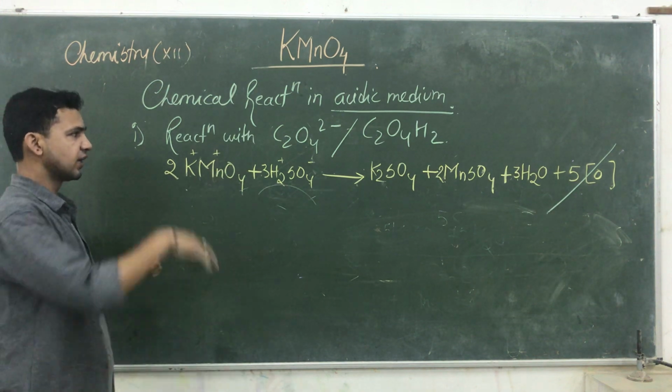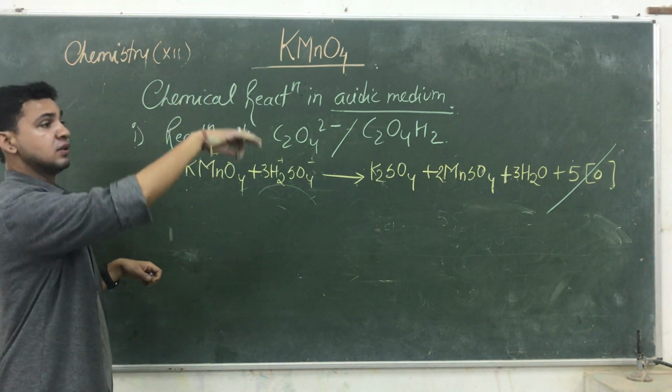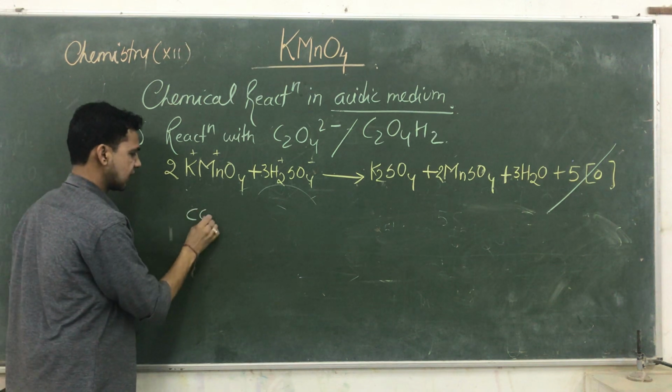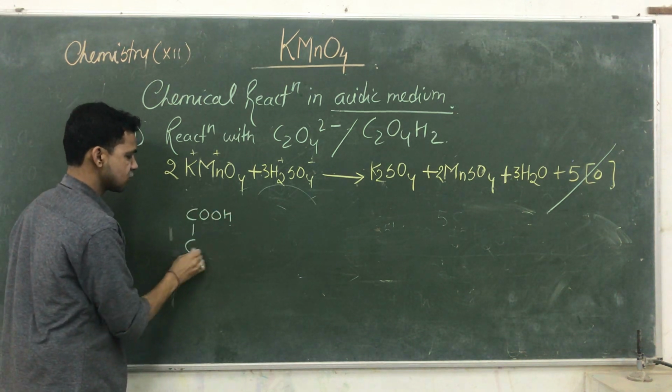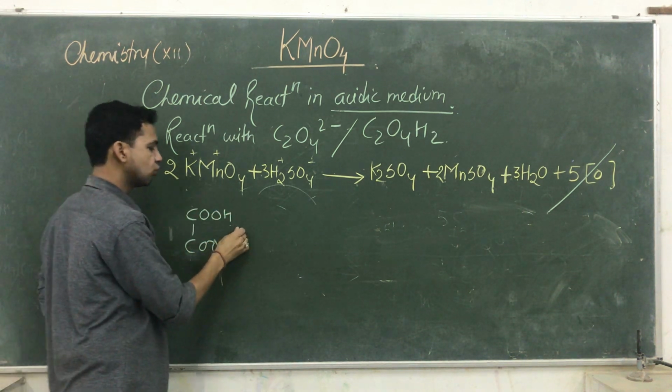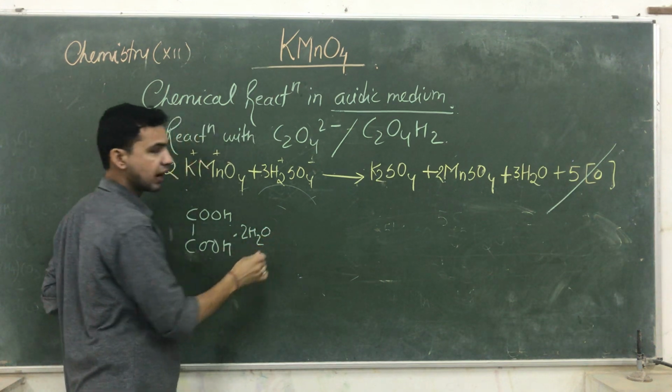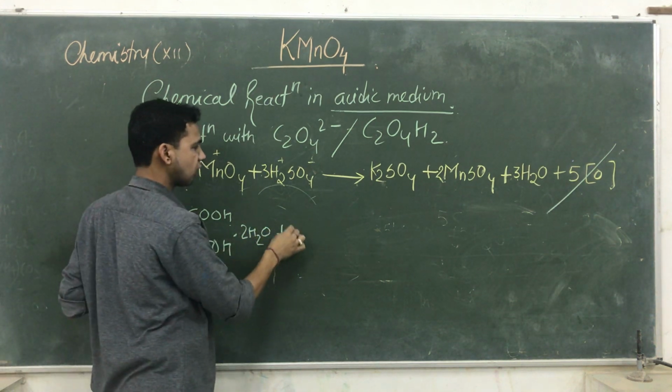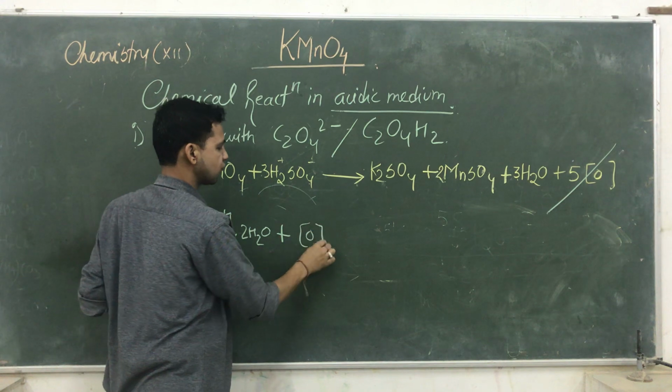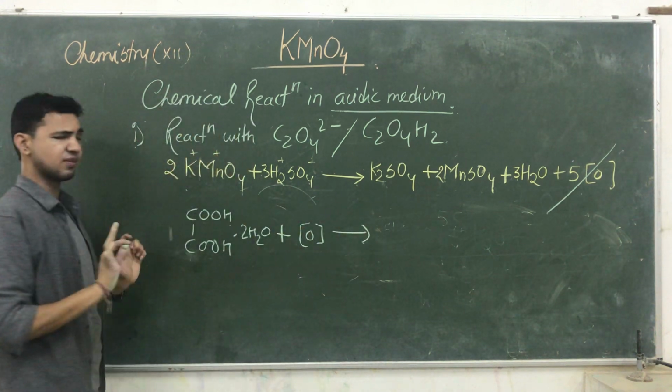In the next step we are drawing C2O4. तो कैसे draw करना है? That is COOH. That one is also COOH. यहाँ पे 2 molecules water के भी होंगे. It is a hydrated salt. And here we are not taking any H2SO4. Here we are taking O. Nothing, it is a very simple process.